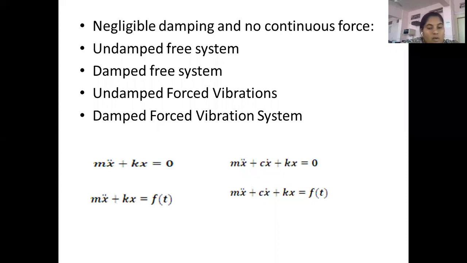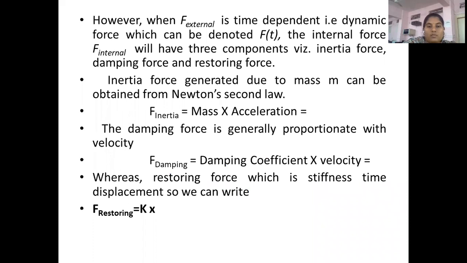d2x by dt square is equal to acceleration. Is equal to the acceleration.